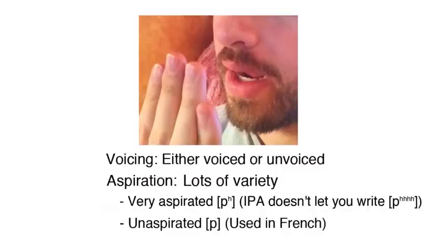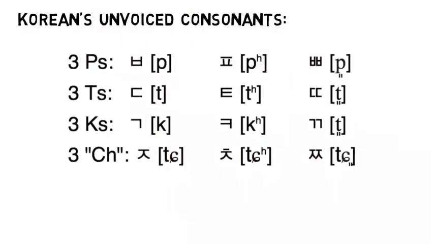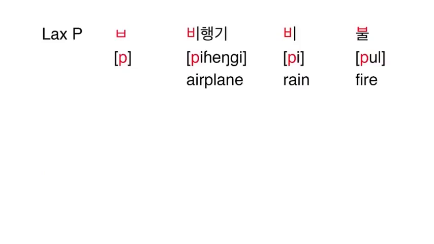We're talking about this in such depth because Korean has 3 Ps, 3 Ts, 3 Ks, and 3 ch sounds, all of which are unvoiced and all of which have different amounts of aspiration when compared with English consonants. Those are the consonants we're going to cover in this video. We'll start with the Ps.